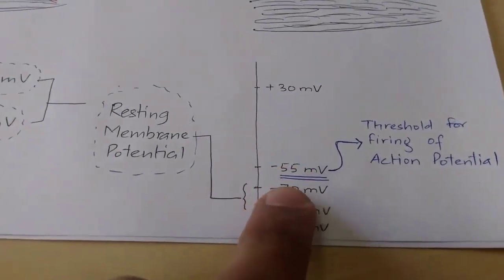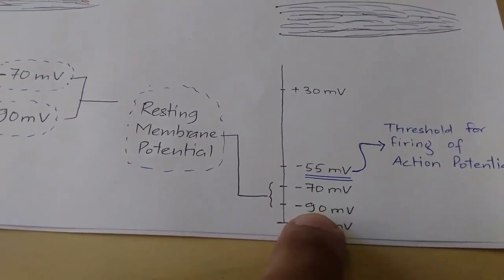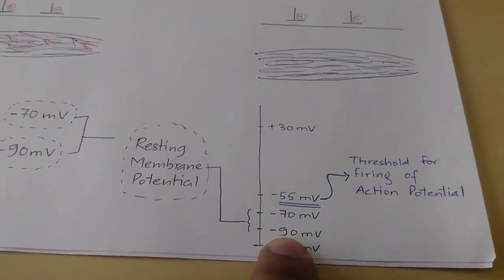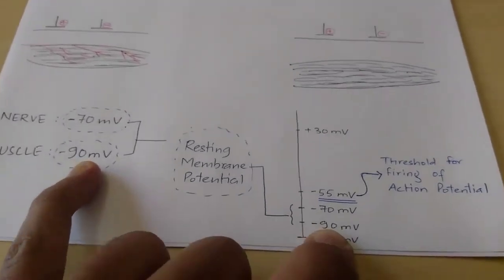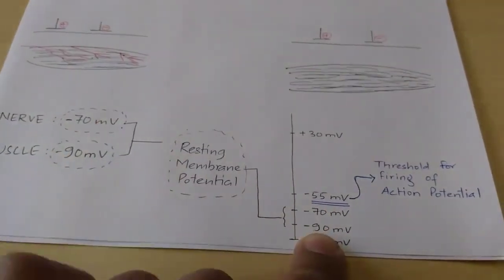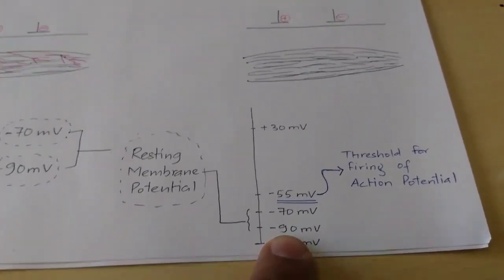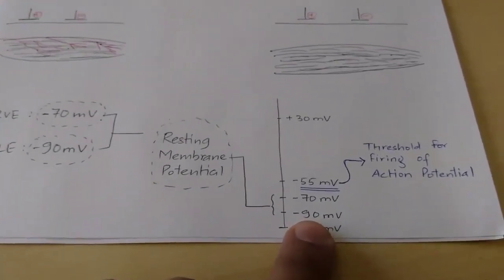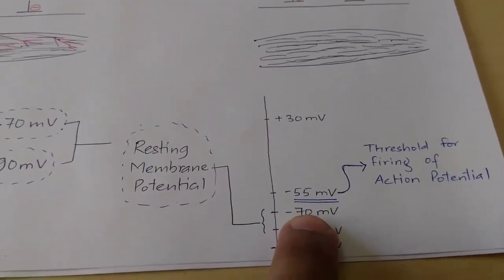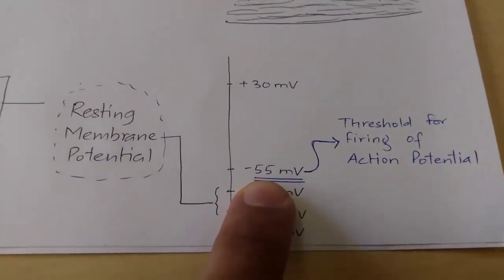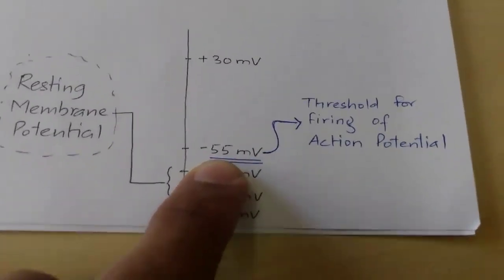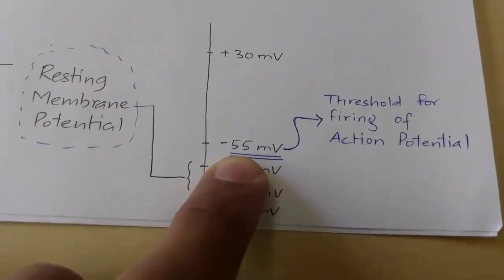Now, minus 70 or minus 90 is the resting membrane potential. At rest, it maintains the membrane potential of minus 70 and minus 90. If with voluntary stimulation or electrical stimulation, it reaches the threshold of minus 55 millivolt, it will fire an action potential.